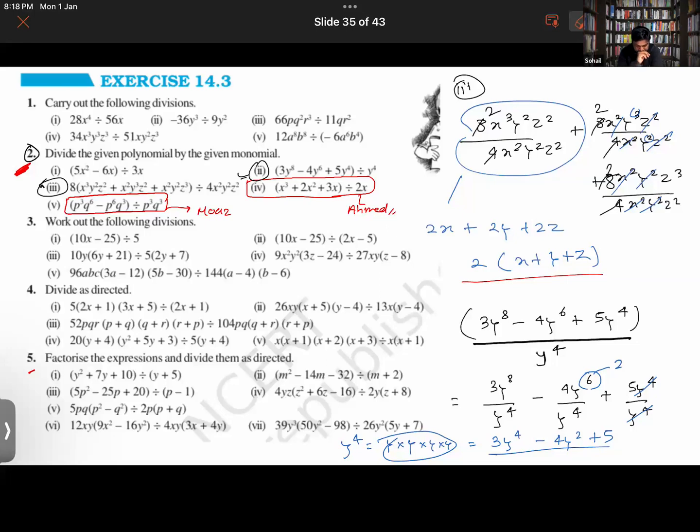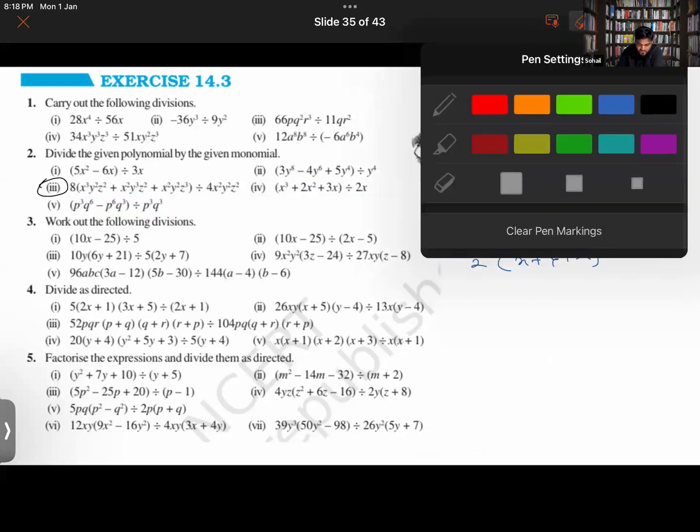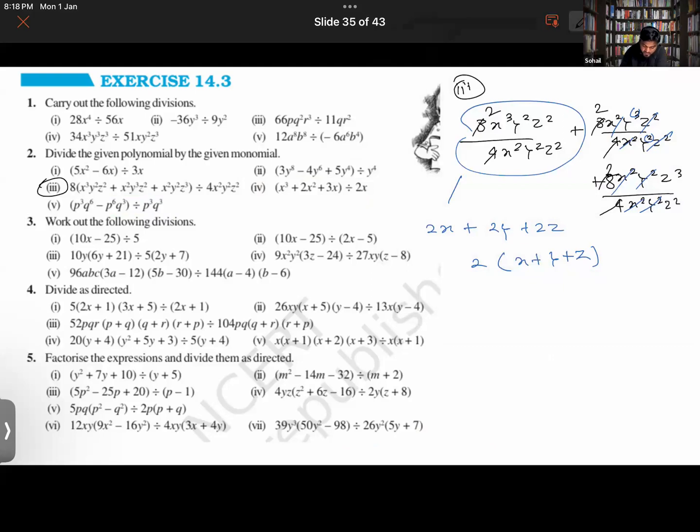The answer says 1 upon 2 x square plus x square plus 3 upon 2. Okay, for question number 4, what answer are you getting? 1 upon 2 x square plus x square plus 3. Yes, okay, sir. Let's check that.